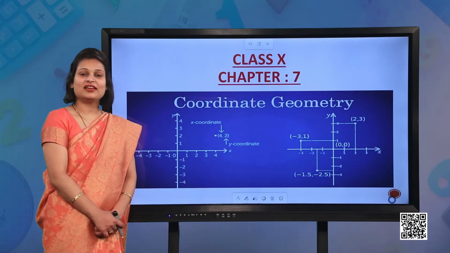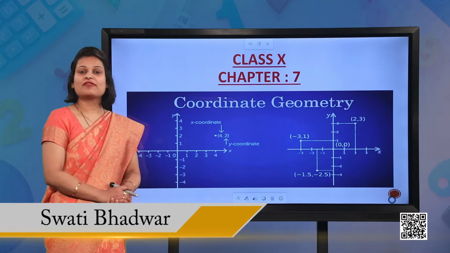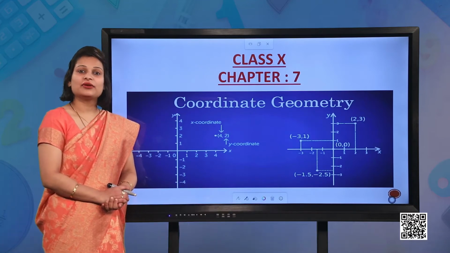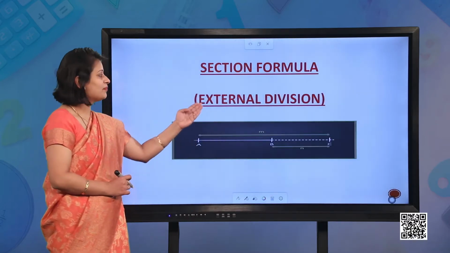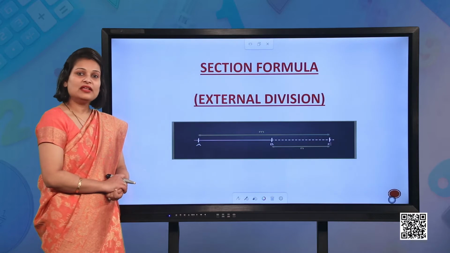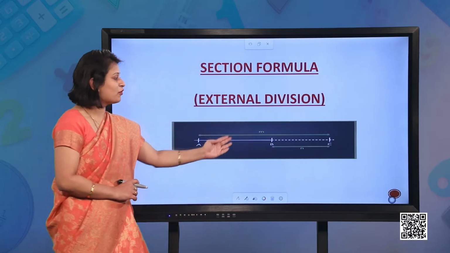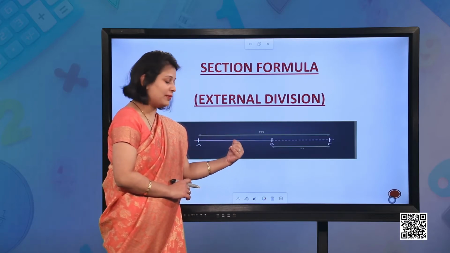Hello students. In the previous session of chapter 7, coordinate geometry, we discussed the section formula for internal division. Today we are going to discuss the section formula for external division, which means the point C will divide the line segment AB from outside. This point will not lie on the line segment AB.